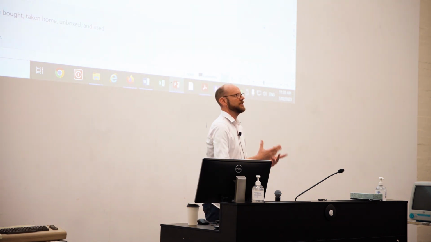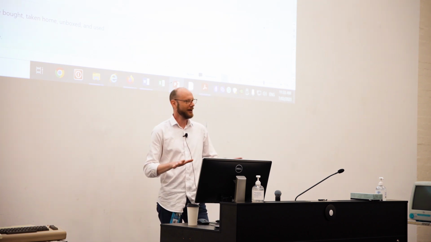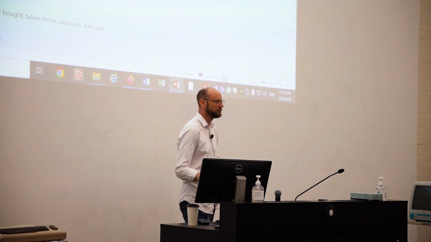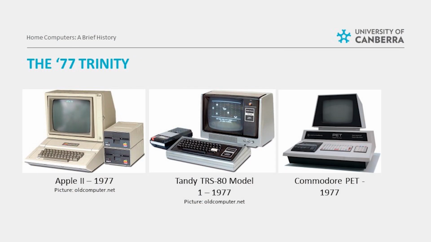But in 1977, so we're going back a long way, I realise, things changed. There were 3 computers that were released in 1977 across the course of the year. They were the original Apple II, the TRS-80 Model 1 and the Commodore PET. And I've got some examples here.